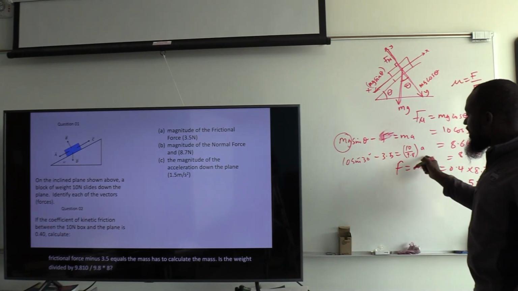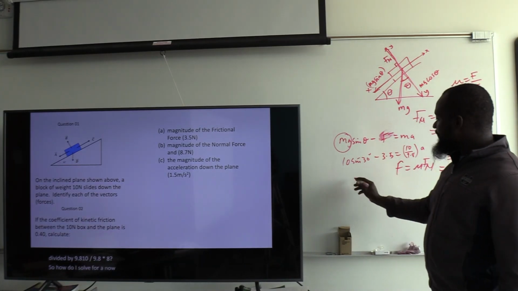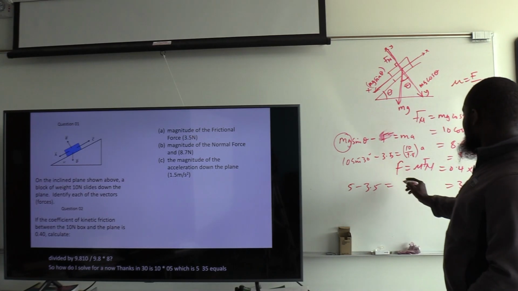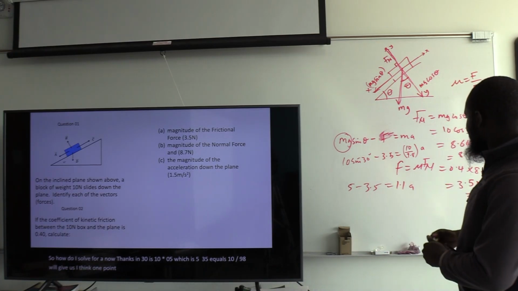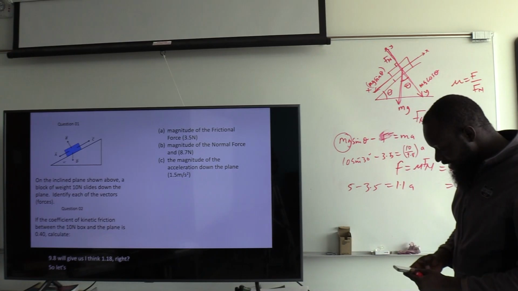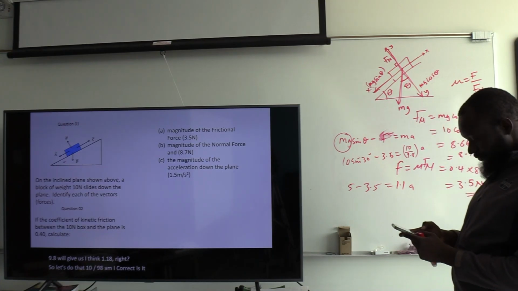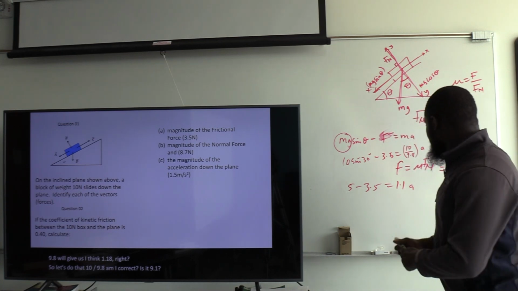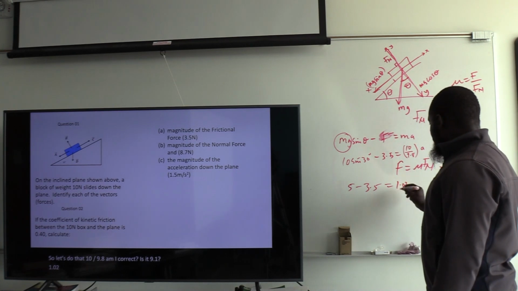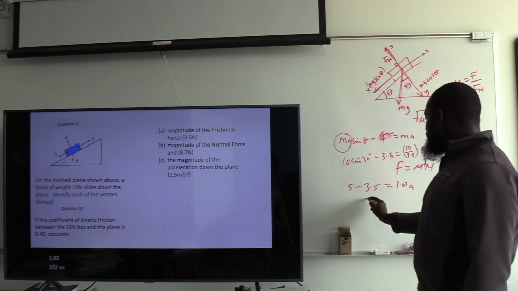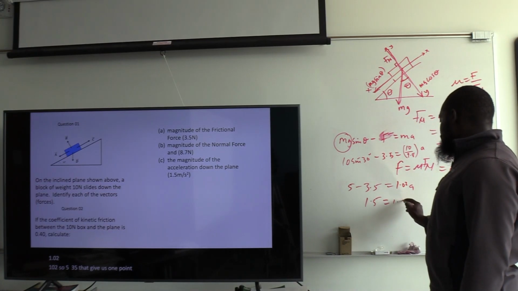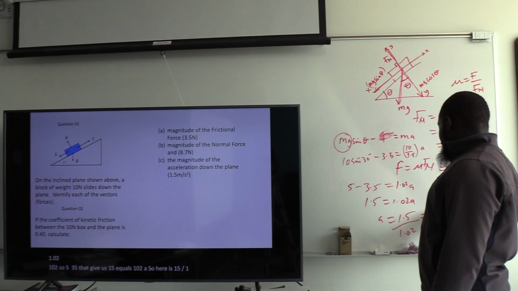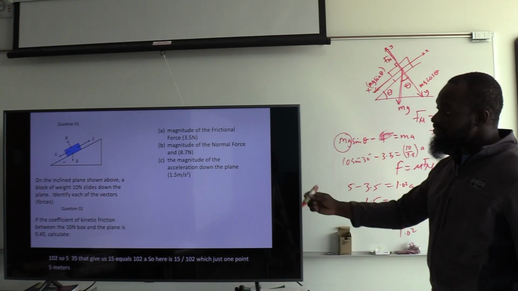So how do I solve for a now? 10 sine 30 is 10 times 0.5, which is 5, minus 3.5 equals 10 divided by 9.8 times a. Let me check 10 divided by 9.8. Oh, 1.02. So 5 minus 3.5 gives us 1.5 equals 1.02a. So a is 1.5 divided by 1.02, which is about 1.5 meters per second squared. And that's how you get that.